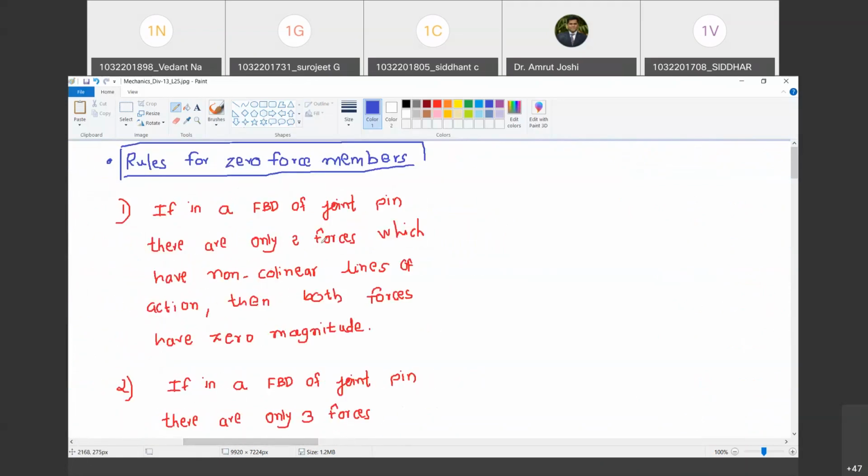In a free body diagram of a joint pin, if there are only 2 forces which have non-collinear lines of action, then both the forces must have zero magnitude. Are you with me? Yes, sir. Let us apply this. Reading such a statement becomes very boring. We will apply it to an example, then you will understand what I am trying to say. Are you with me? Yes, sir.